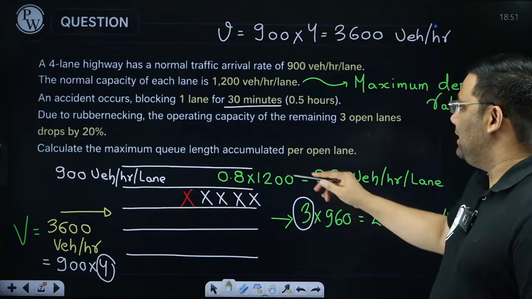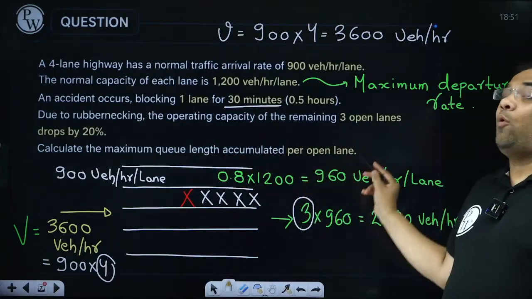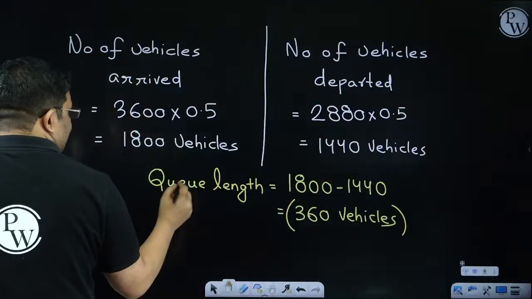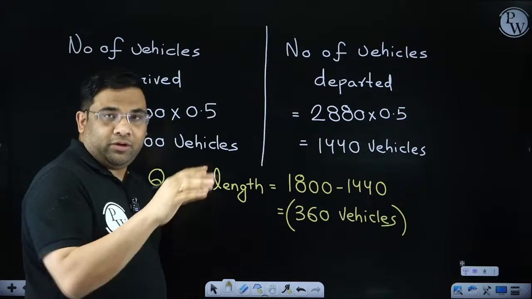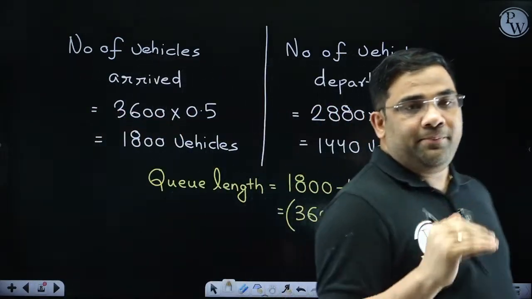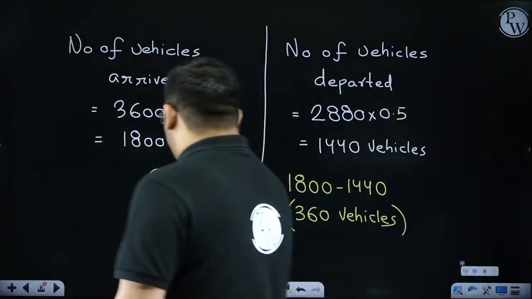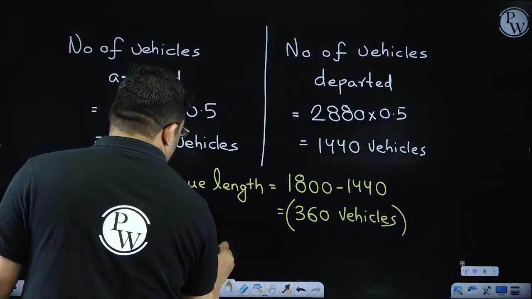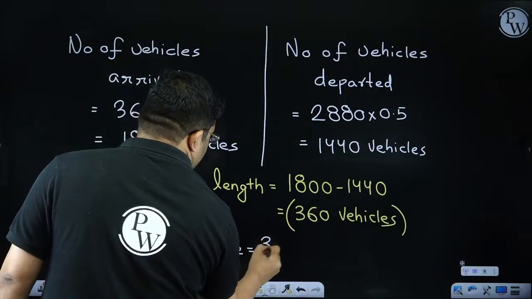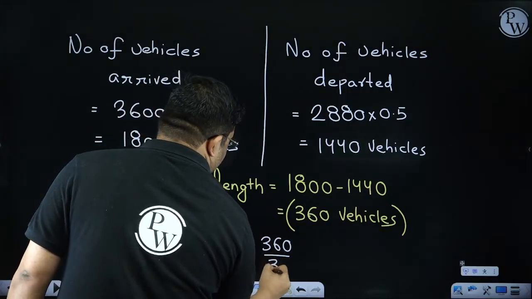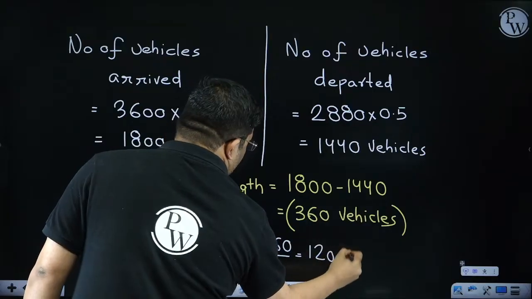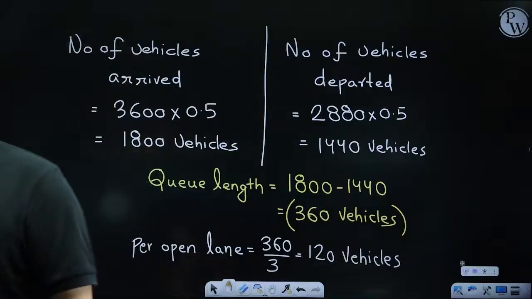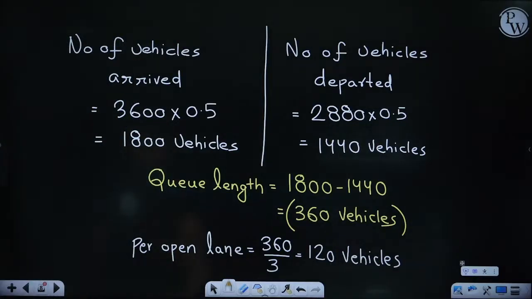That is what is asked, the maximum queue length per open lane. There are 3 open lanes, so 360 is the total queue length if you combine all the lanes. But if you are finding it per open lane, it is 360 divided by 3, which is equal to 120 vehicles. So 120 vehicles per open lane. Very simple theory.